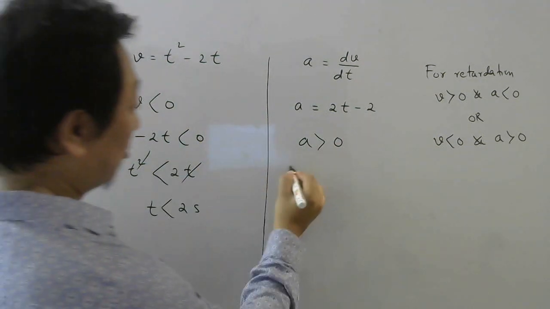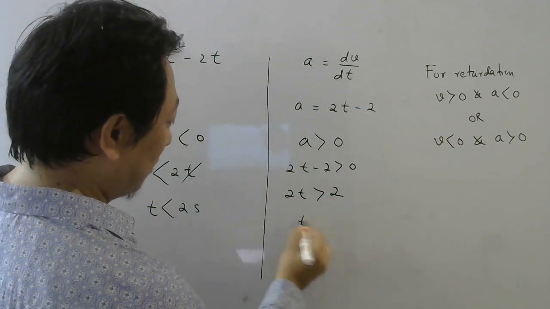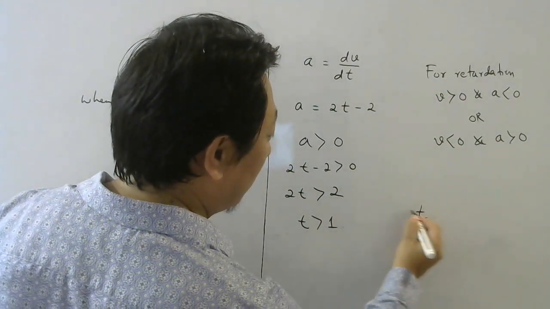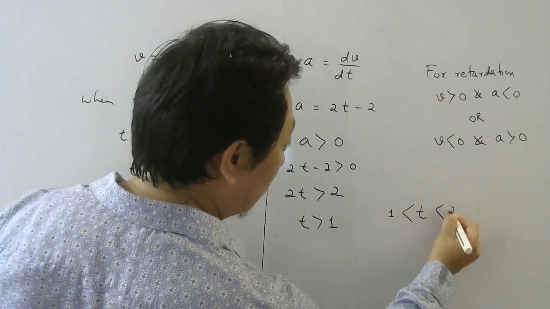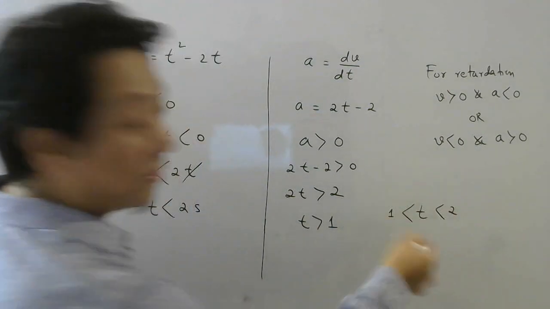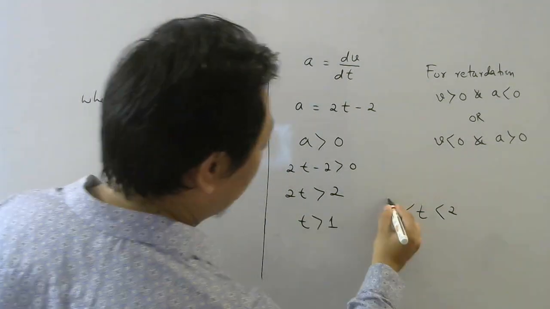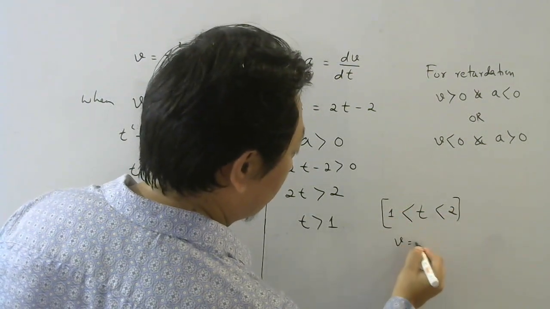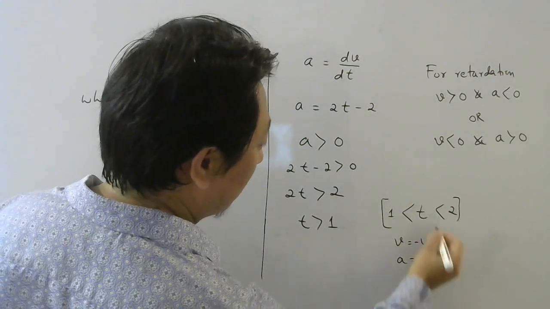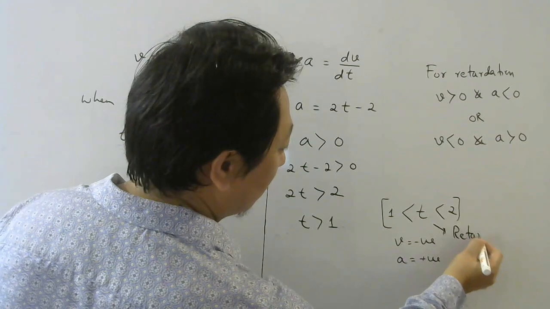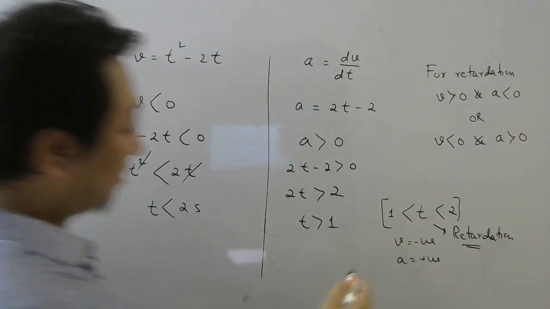So 2t minus 2 should be greater than 0. 2t should be greater than 2. So t should be greater than 1. So for t greater than 1 but less than 2, in this interval your velocity is negative and acceleration is positive. So in this interval there will be retardation. Okay, so the right option is option B.